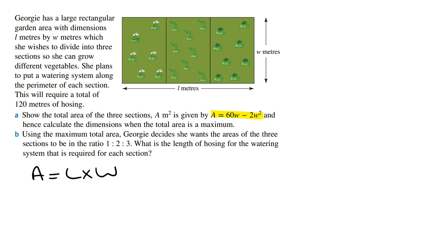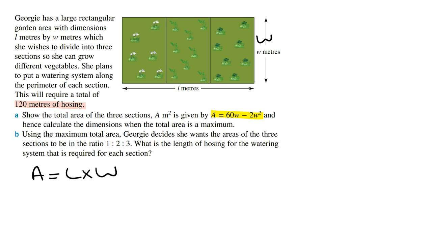And so if we let the width of this rectangular garden be W, we need to work out the length of this garden in terms of W. And now the question is, how do we do this? Well, we need to use the information that's given to us. We've been given a condition, in other words, a constraint, and that is that we've got 120 meters of hosing that we can use for the perimeter of the 3 sections. And so this is a clue that we need to somehow use the perimeter of the 3 sections.